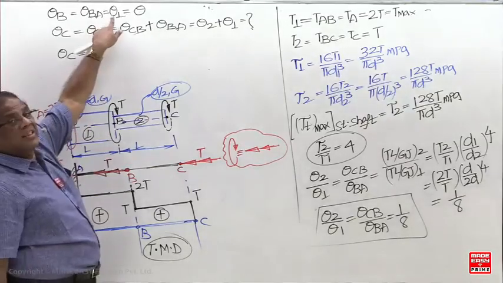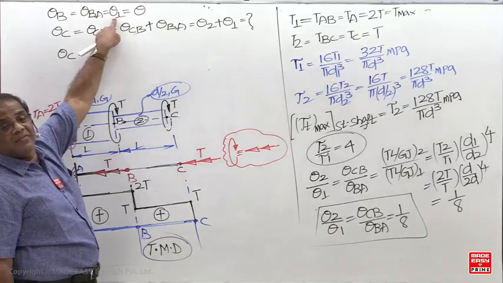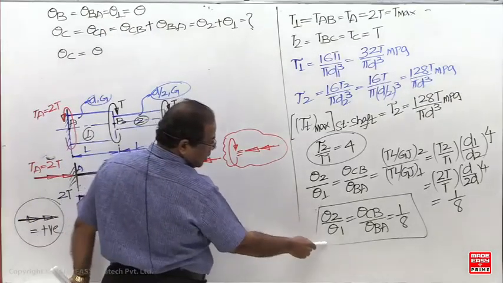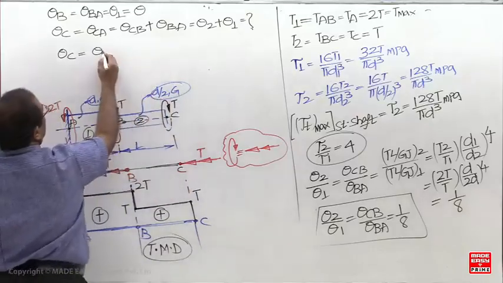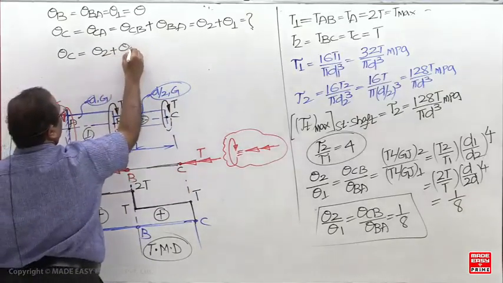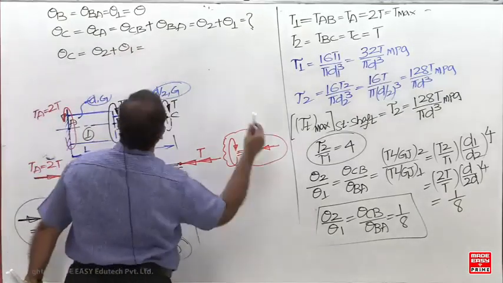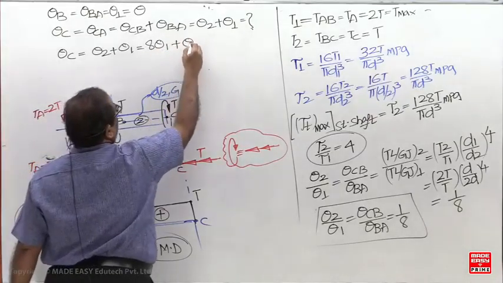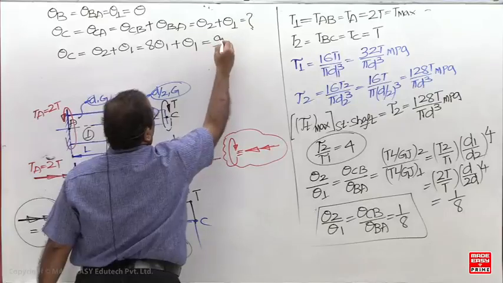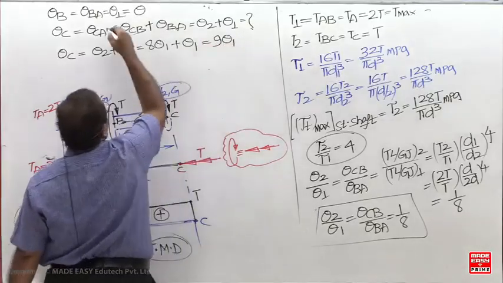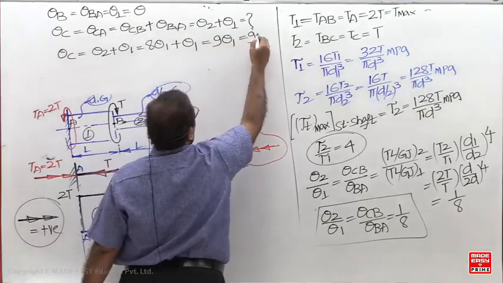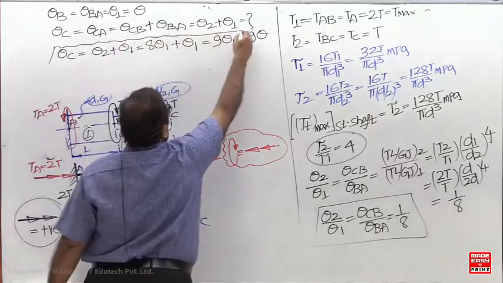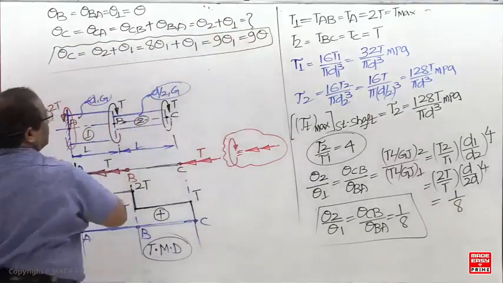But already theta 1 is how much is given in the question? Theta 1 is already given as theta. But from this ratio, what is theta 2? Theta 2 is 8 theta 1, so 9 theta 1. But what is theta 1? No, theta. So the answer is what? 9 theta.